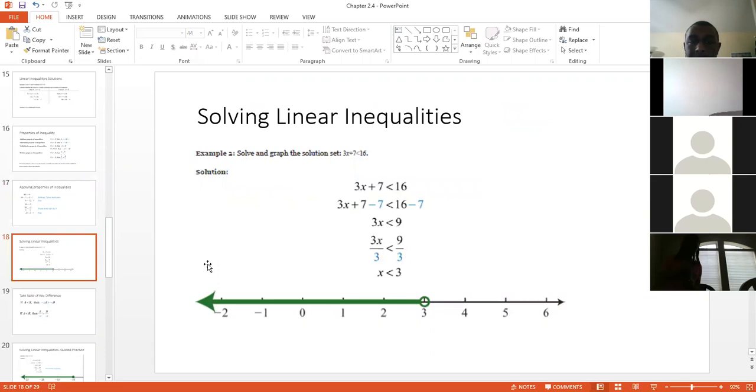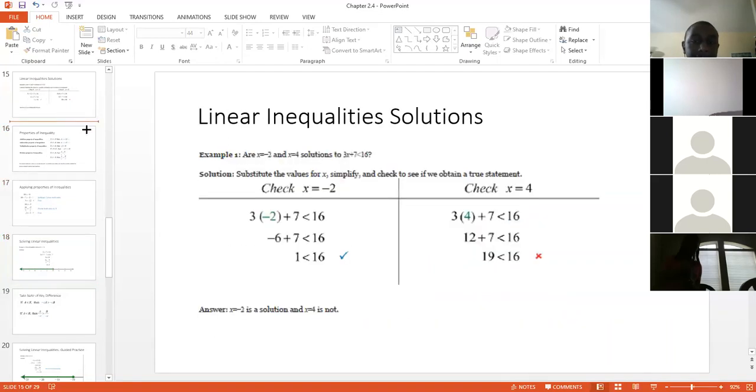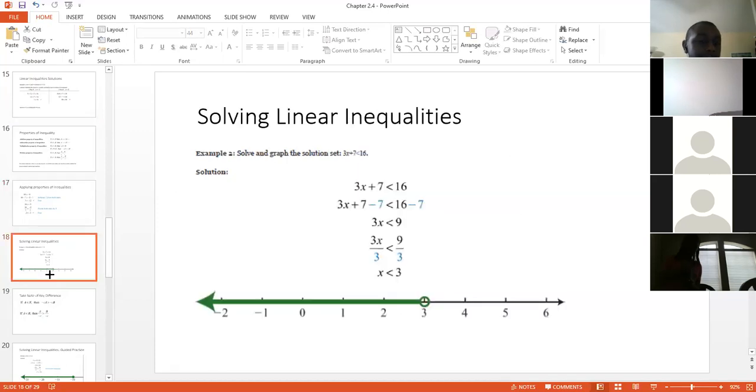Here we have an example of solving an actual linear inequality. It looks very similar to an equation. You could have pretty much put an equal sign over here, but sometimes we have to put the inequality sign, so we keep it here. So 3x plus 7 is less than 16. It looks familiar. Yeah, we have it here. To isolate the variable term, we subtract 7, bringing all the constants to the right.